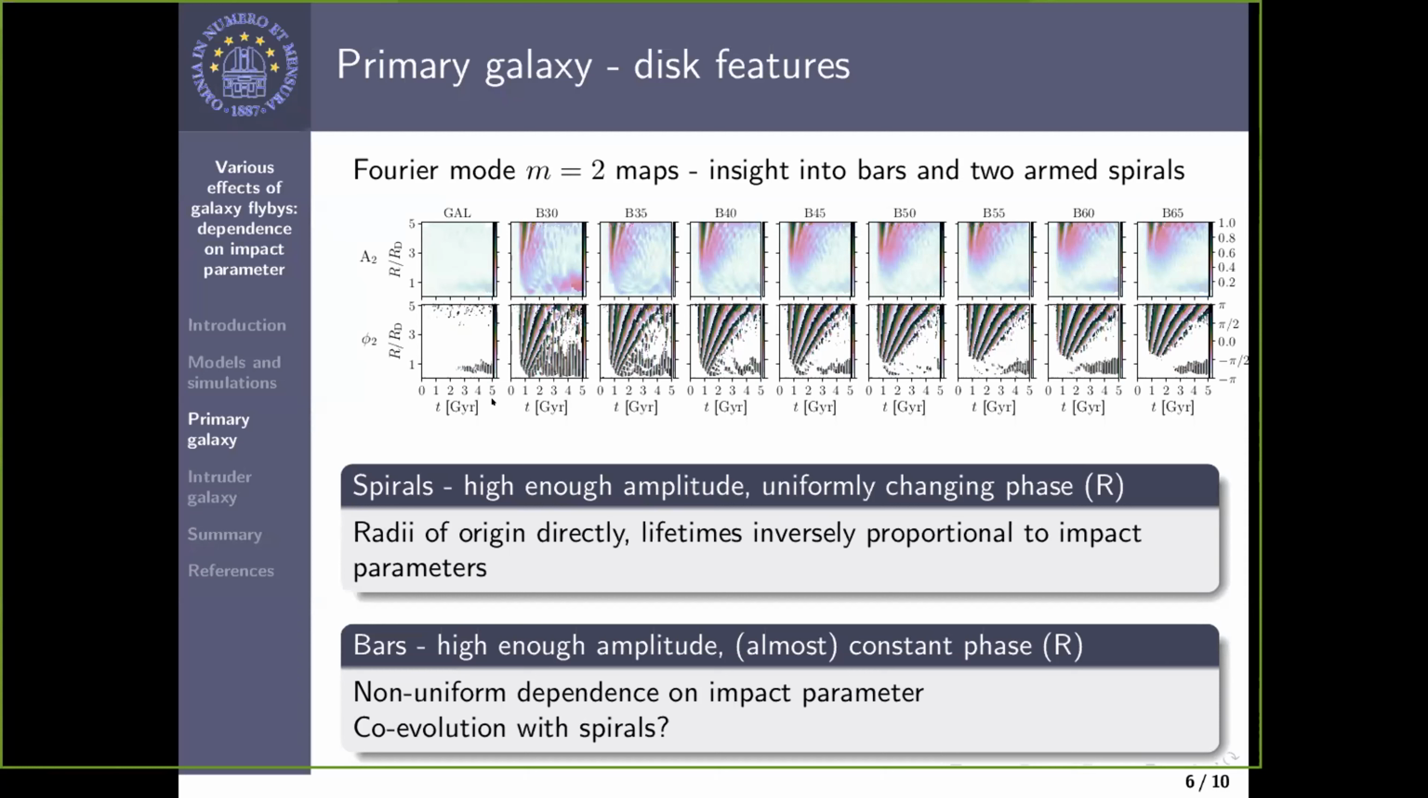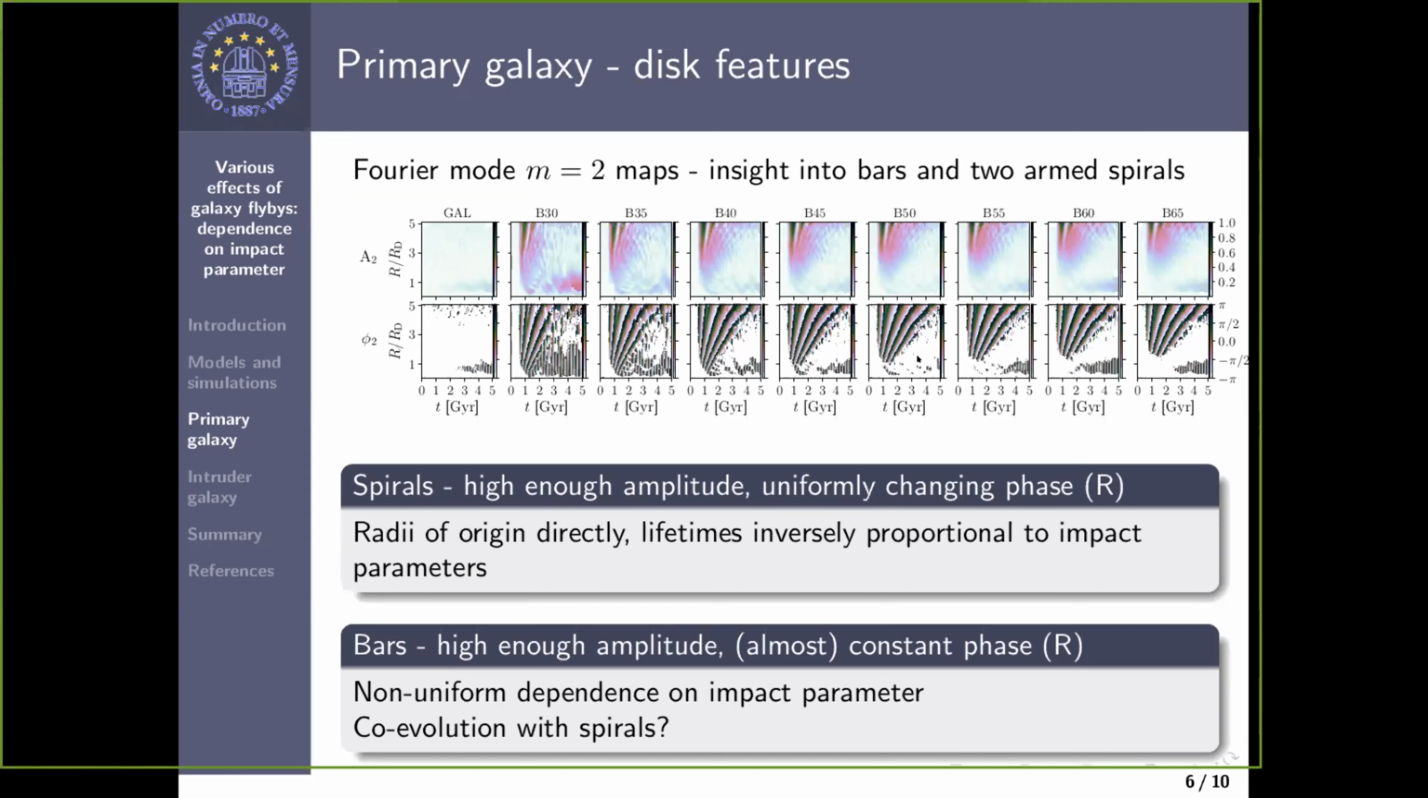The closest approach forms the bar rather quickly, and the bar continues to grow until the end of the simulation, reaching more than 2 disk scale lengths in its length. As we go towards higher impact parameters, in some simulations, even though the bar forms, bar evolution is quite chaotic in its length.